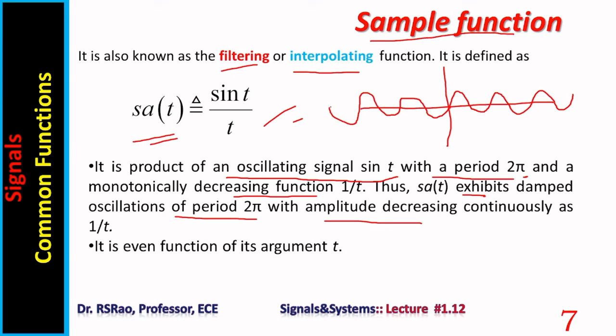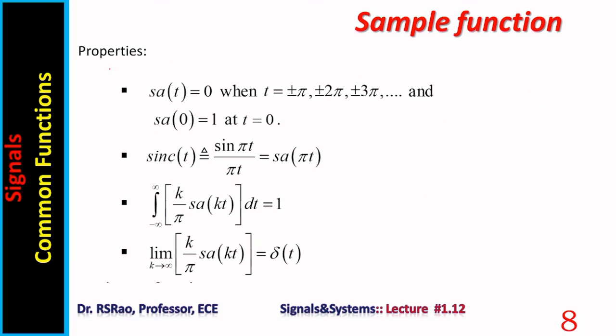Negative side also it appears like this. 1 by t, when sketched, appears like this. Product of these two is sample t. Some properties of sample function: sample t is 0 when t equals plus or minus pi, plus or minus 2 pi, plus or minus 3 pi. And sample 0 is 1. That means sample function is 1 at t equal to 0.